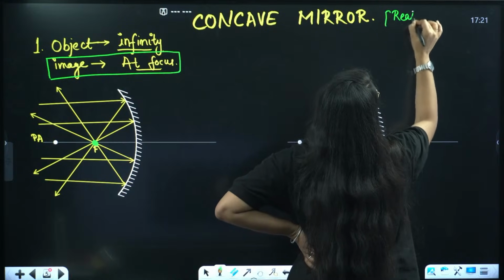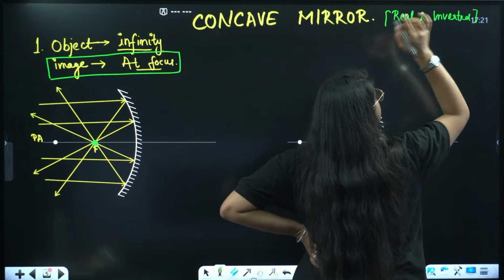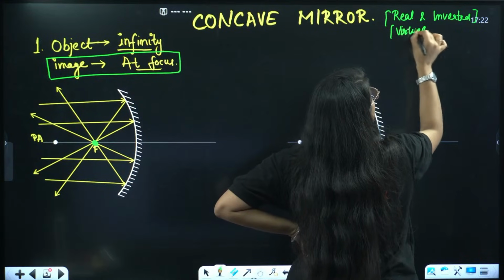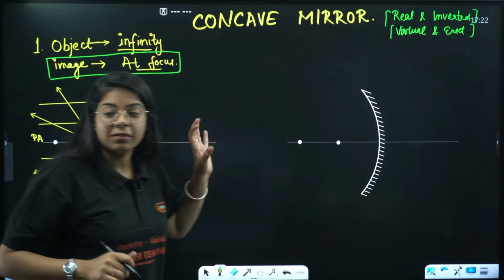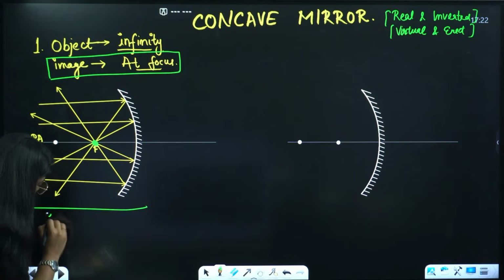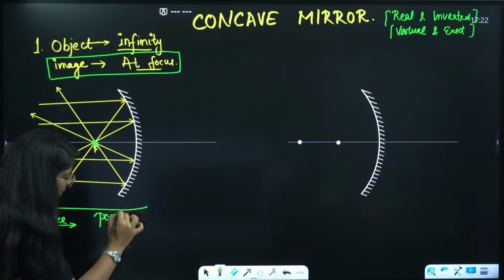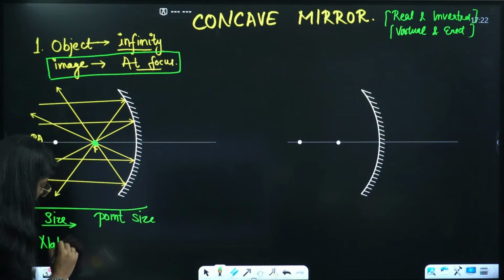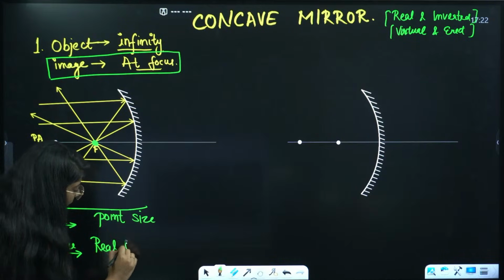Ma'am, real and inverted images are formed. Real and inverted. And in one case, I know, a virtual and erect image is also formed. We'll see which case that is. But in this case, the size of the image was what? It was point size. And the nature of the image is what? The nature of the image here is real and inverted.